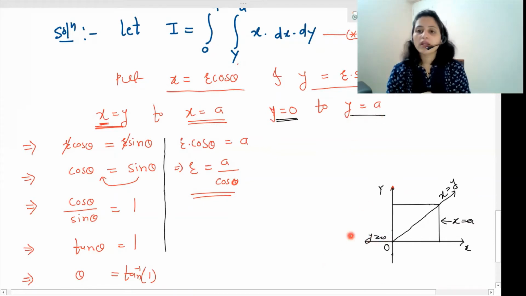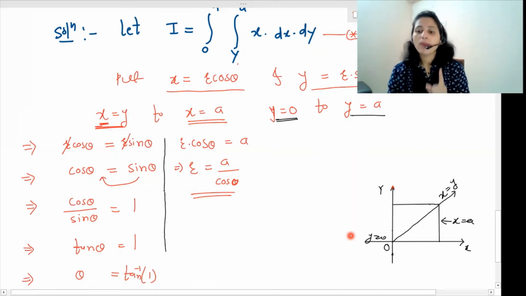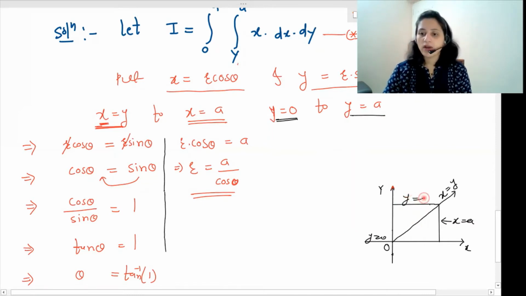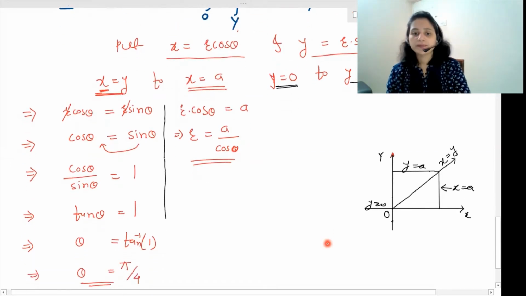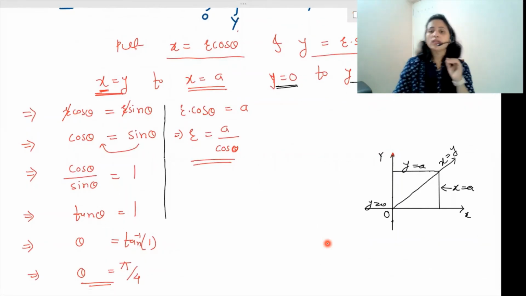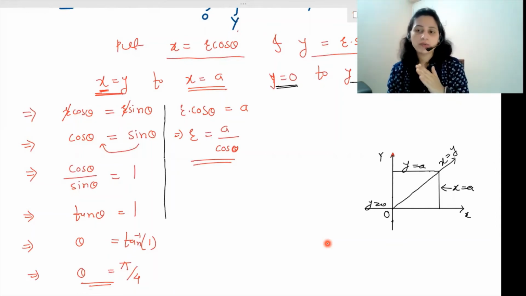And what about y equal to a? Y equal to a is the equation of the line which is parallel to the x-axis. So these are the given limits, or original limits. Now what about the new limits? In the new limits, we are finding new limits for polar coordinates, r and theta. So in this case, for polar coordinates, we have to take the angular strip.